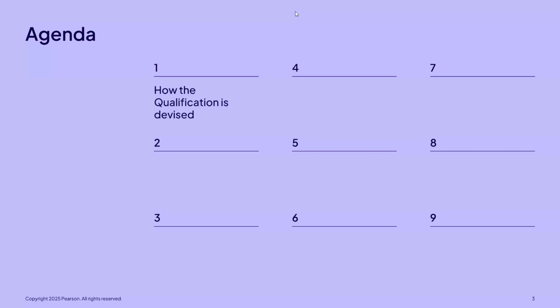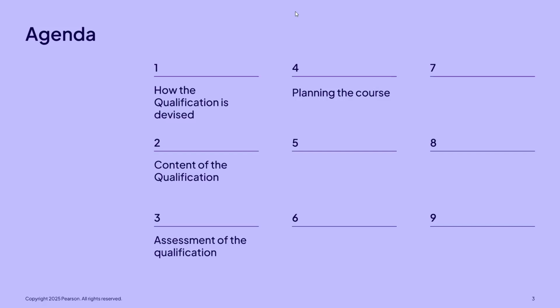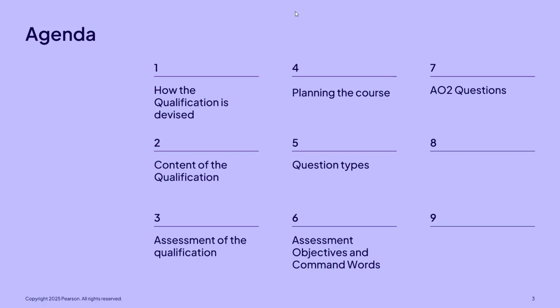So the agenda, first of all, we'll look at how the qualification is devised, then look at the content, then look at the assessment, how we go about actually assessing your students, then some suggestions about how to perhaps plan the course, looking at the question types that your students are going to be faced with when they sit their exams, look at the assessment objectives and the command words associated with the questions that are set, and then have a close look at assessment objective 2, then assessment objective 3, and then have a look at the support that's available that's been supplied to help you by Pearson.